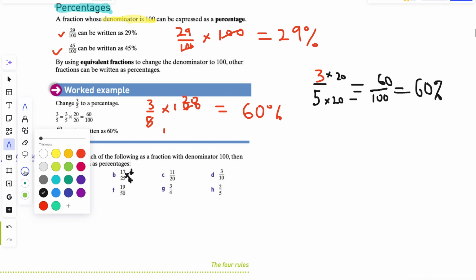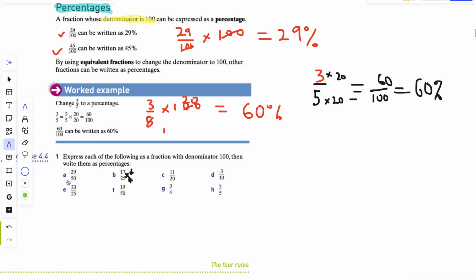So 70 times 4, what do you get? If you multiply 70 by 4, what do you get? You get what? 68. So this is going to be 68%, because it will be 68 over 100. 68 over 100 times 100 will give us 68%. So for this question, it's going to be 68%. 70 over 25 is 68%. So same applies to all of these. Okay, you can use any method you like to convert them.